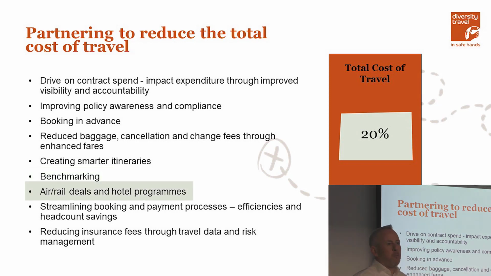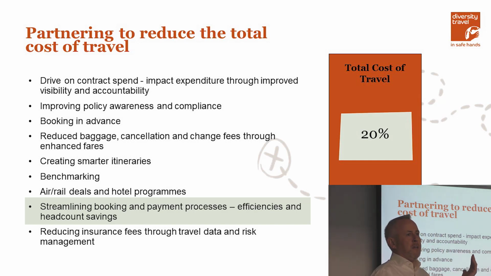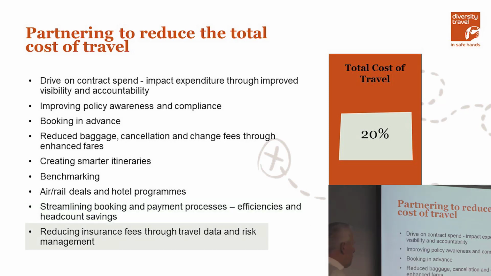Air and rail deals and hotel programs, we can include those. If we now know how many hotel nights you're putting in certain places, can we create a deal for you? If you already have a deal, can we put that on your online booking tool so you now see that? Really big one is streamlining the payment and the booking process. I mean, a recent one we did, taking a finance team from dealing with 3,000 transactions manually to one consolidated invoice. That just takes out a whole load of admin expense. And reducing your insurance fees. If you can show them what you're doing in terms of high-risk travel, you can drive down your insurance costs.